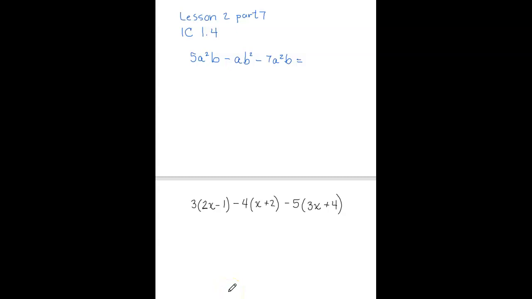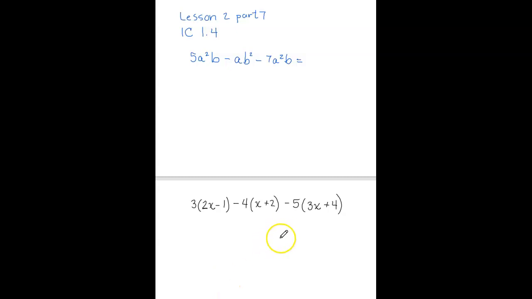Okay, so this is Math 005, Lesson 2, Part 7, and we're going to work on a couple of problems from the in-class worksheet 1.4. So in this case, we're looking to collect like terms, and you need to, like I said before, be very, very clear about which variables and what exponents are on those variables.